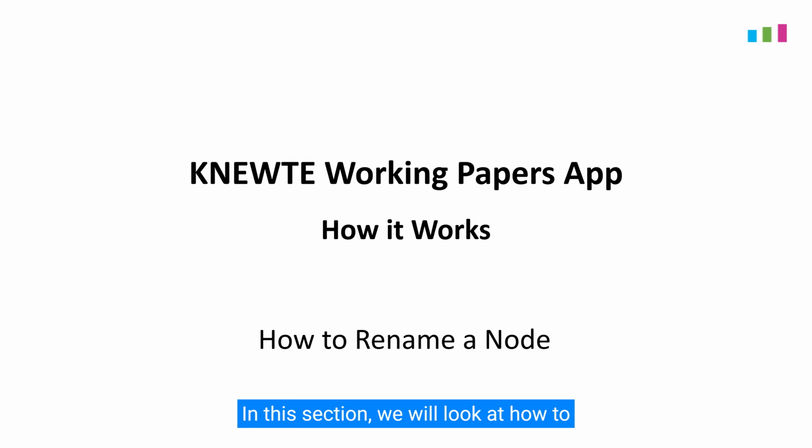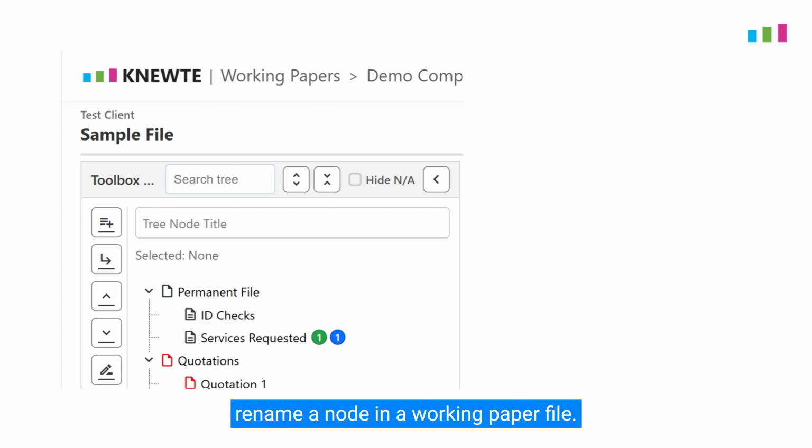In this section, we will look at how to rename a node in a working paper file. Renaming a node is useful when a section title needs to be updated, corrected, or made clearer for the team. For example, a business may want to rename a section for customer documents, supplier records, project files, approvals, correspondence, or any other area of work.